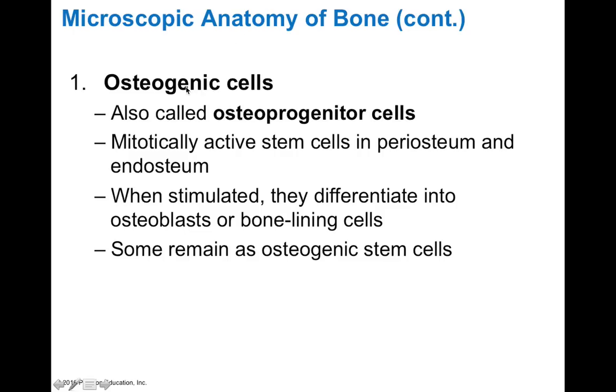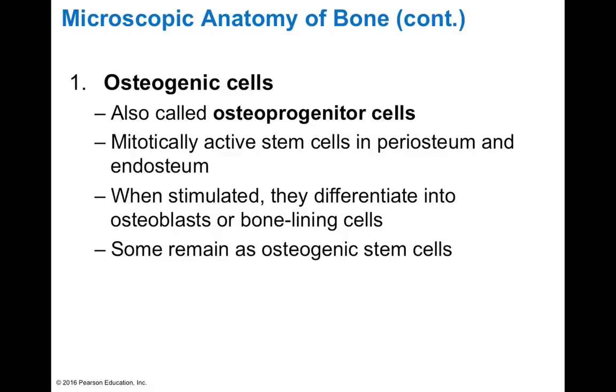So osteogenic cells are also called osteoprogenitor cells. Now, these are mitotically active stem cells in the periosteum and endosteum. When stimulated, they can differentiate into osteoblasts or bone lining cells. So you might wonder, what is the stimulation for osteogenic cells to differentiate? Well, typically damage, where the bone needs to be repaired.